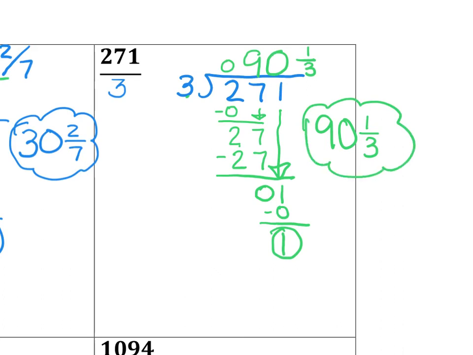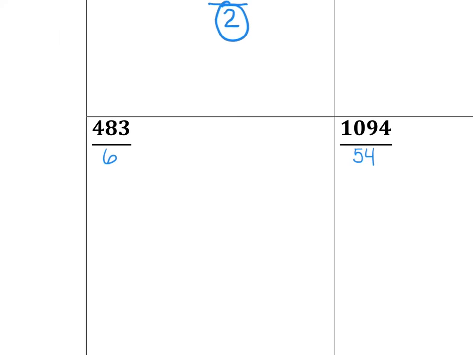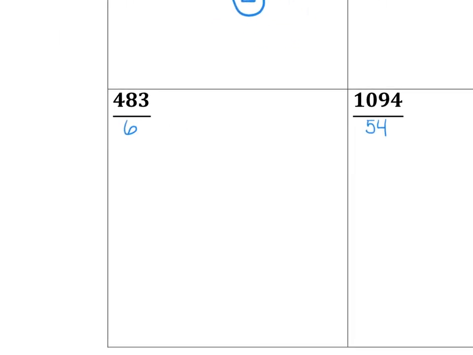When I check that by doing 90, just the whole number part, times my divisor, 90 times 3 would be 270. Pretty close to 271. You can see we can add our numerator and get right to that 271. All right, next example. 483 divided by 6.